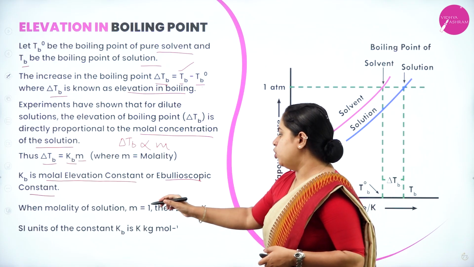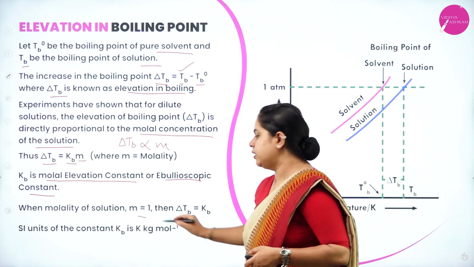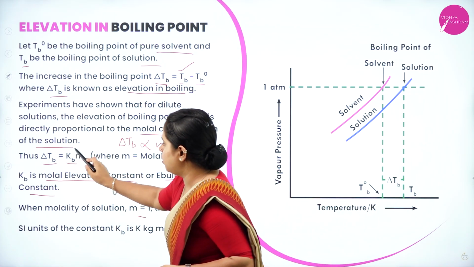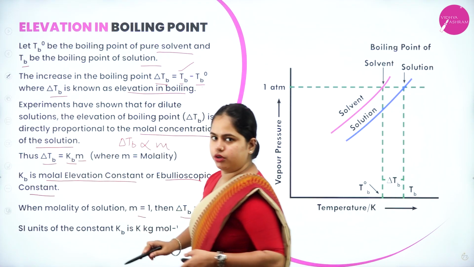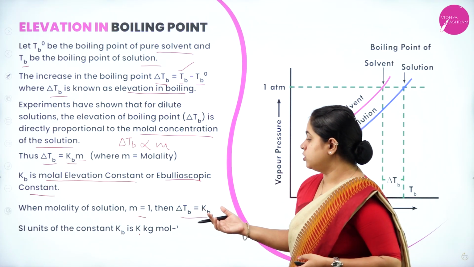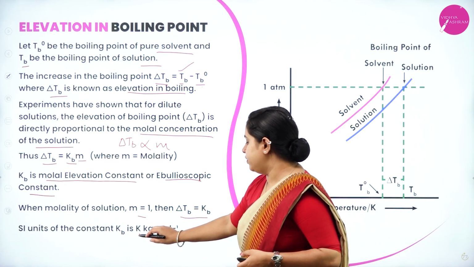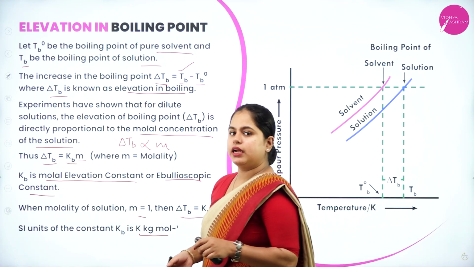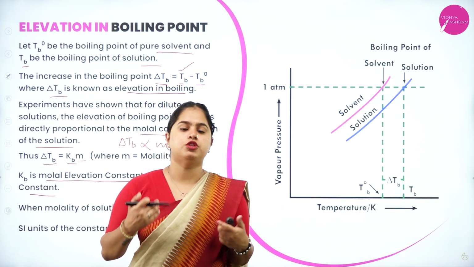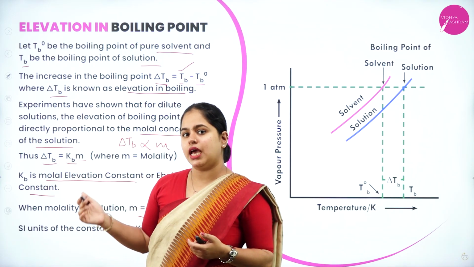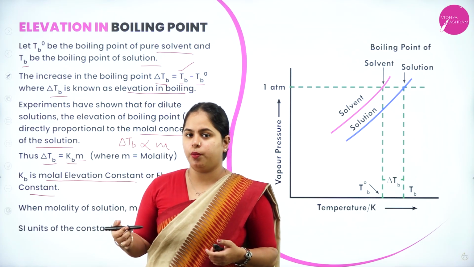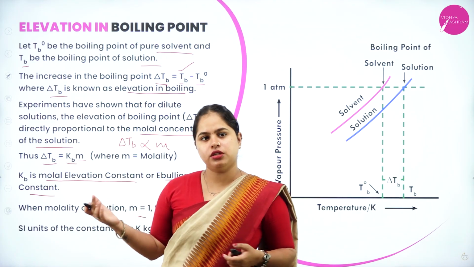Now, when the molality m of a solution is equal to 1, what happens? Delta TB will be equal to KB. The SI unit of the constant KB is Kelvin kilogram per mole. I hope till here it is clear. Delta TB is the elevation in boiling point, how much the boiling point has increased, and it is directly proportional to molality. The constant we have introduced is called the ebullioscopic constant or molal elevation constant.